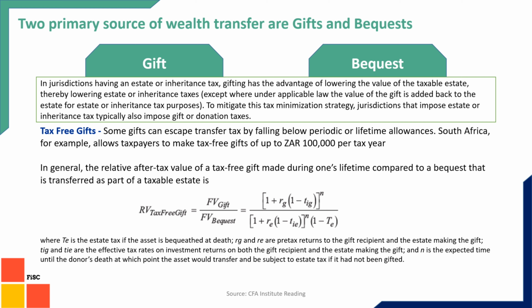For example, in South Africa you can give 100,000 rand per year without paying any tax. That means it's tax free. So if you have, let's say, 500,000 and you want to give it to someone after your death, it would be better if you give 100,000 per year for the next 5 years, and in that way you can save a lot of taxes.